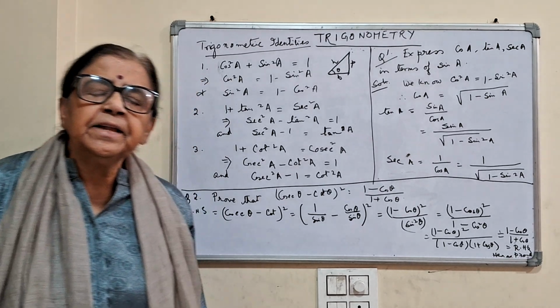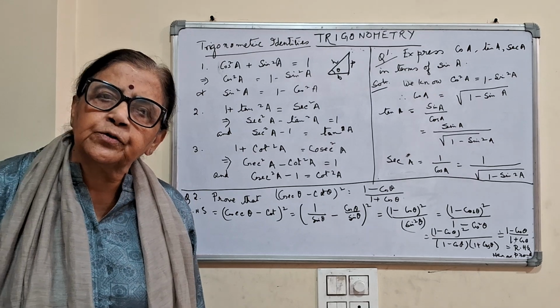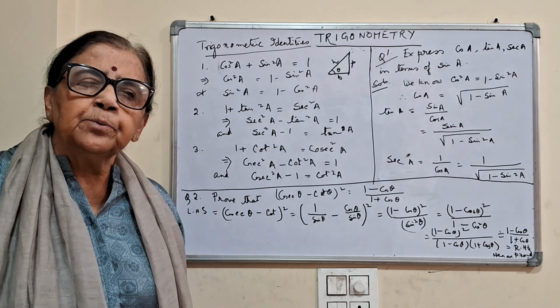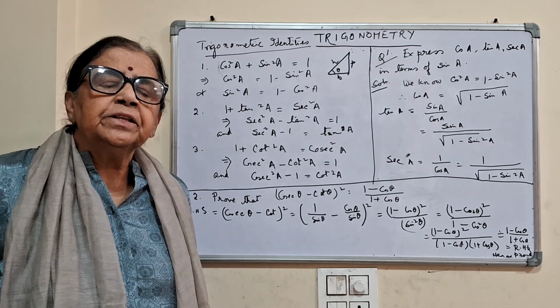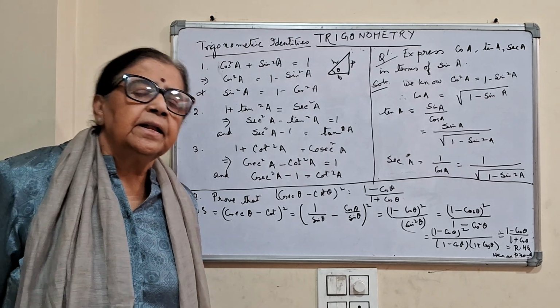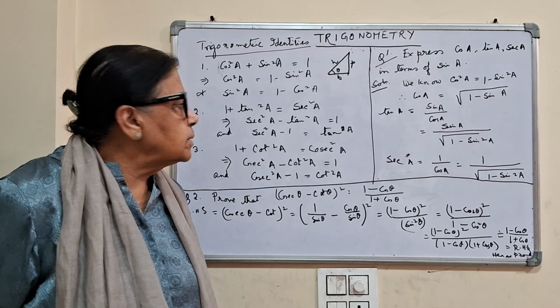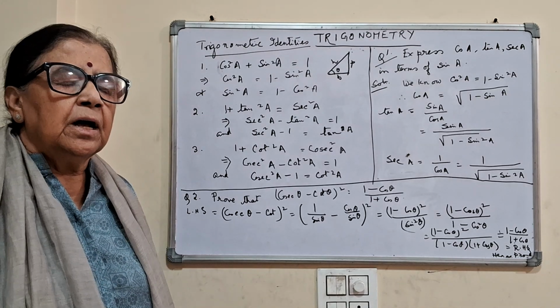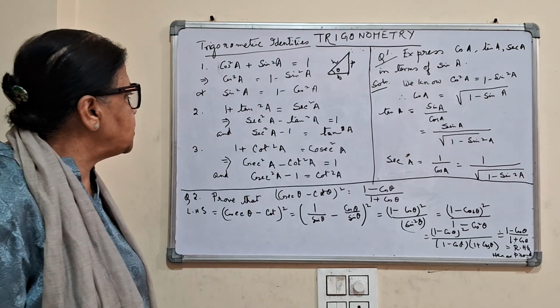We have learned that tan theta is equal to sine theta by cos theta. Yes, that I have shown. That is cot theta is cos theta by sine theta. Yes. Then sec theta is 1 upon cos theta, etc.